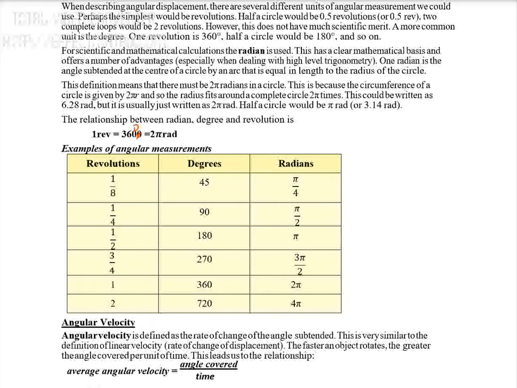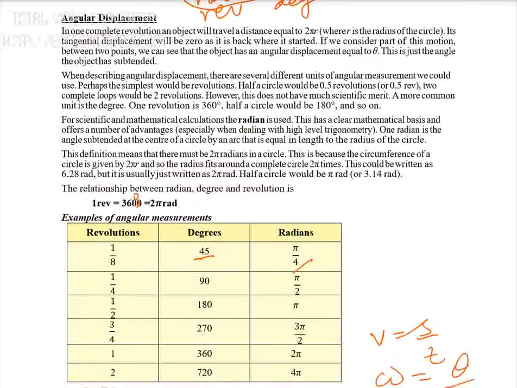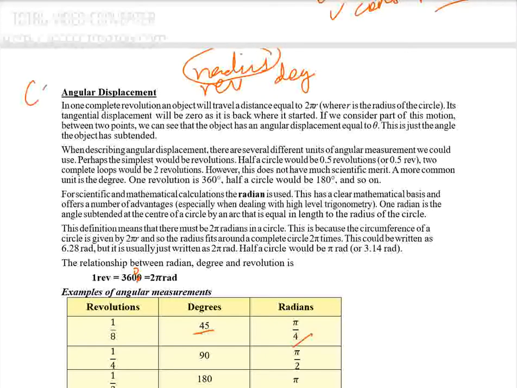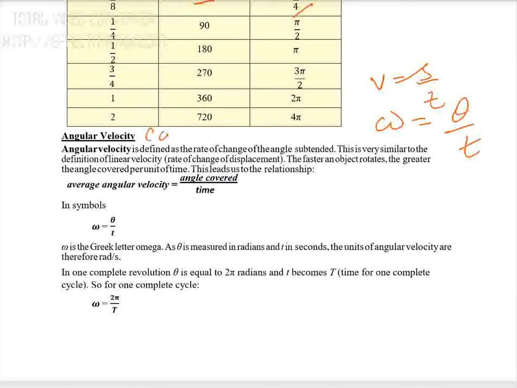By using this relation, you can change from degree to radian, radian to degree, revolution to degree, revolution to radian. Therefore, 1/8 revolution is 45 degree and pi over 4 radians, and so on. You can see this by yourself. And the other thing is angular velocity. Just like linear velocity v is displacement over time, angular velocity is also what? Angular displacement theta over what? Time. Angular displacement here has a symbol theta, and angular velocity has a symbol of omega. Therefore, omega is equal to theta over t.